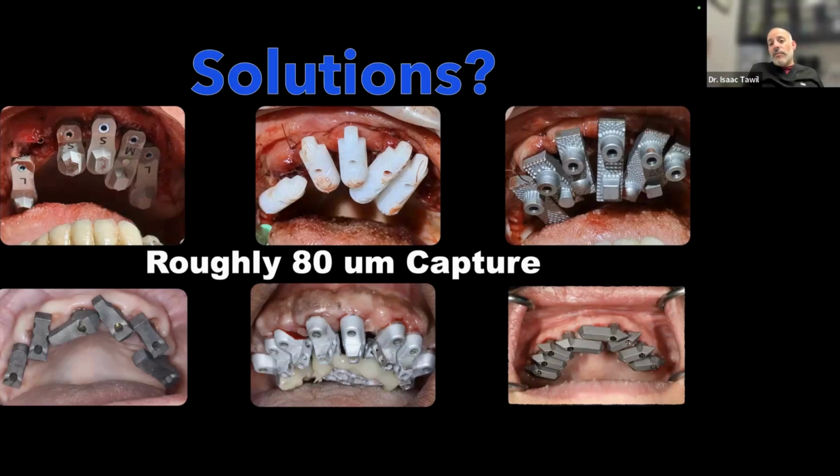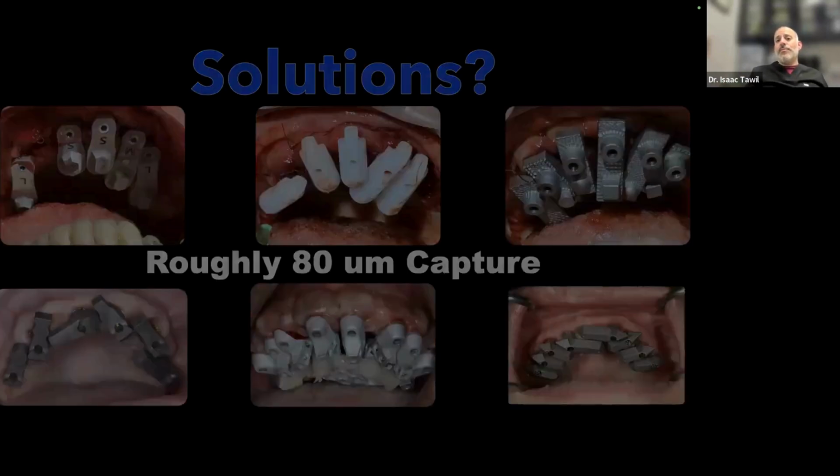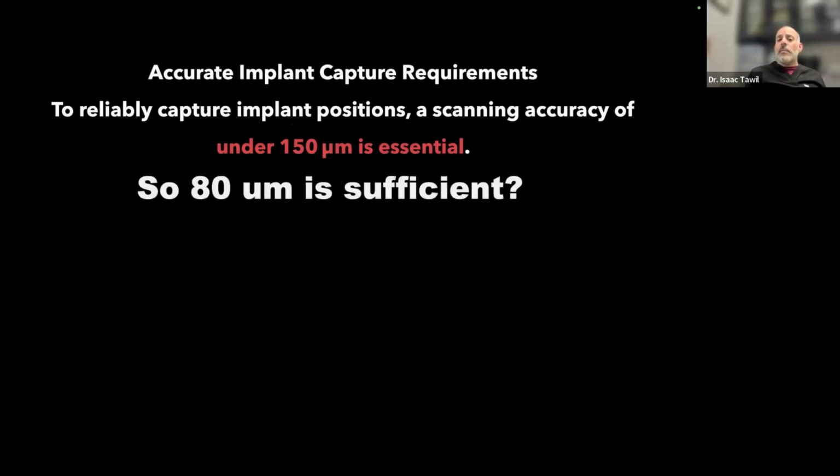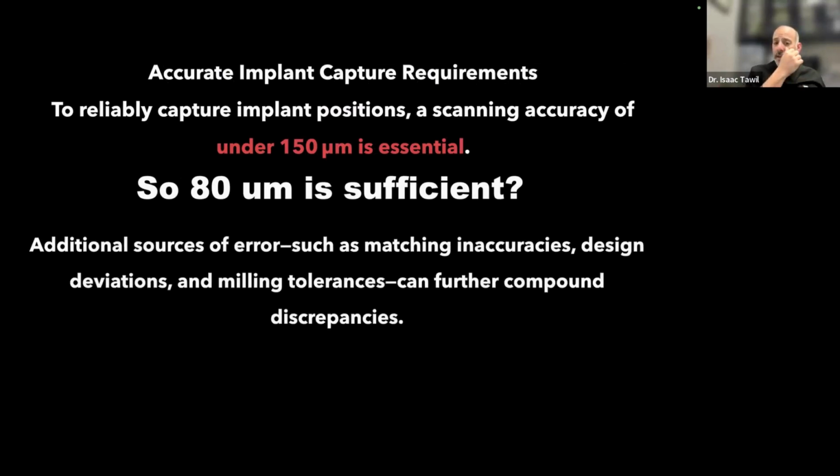Now, that may be good enough. If we look at the literature, it tells us that if we have under 150 microns, then we can capture a full arch of implants without any issues. So is 80 micron capture sufficient then? The answer is that it's unfortunately not. This is not the only error that we have in the process of making a full arch prosthesis.